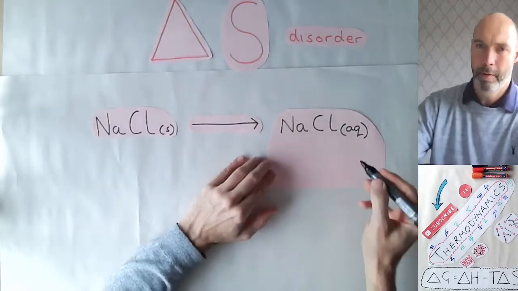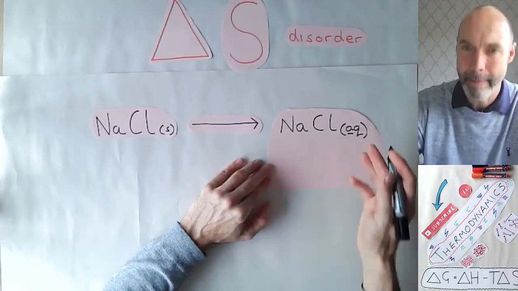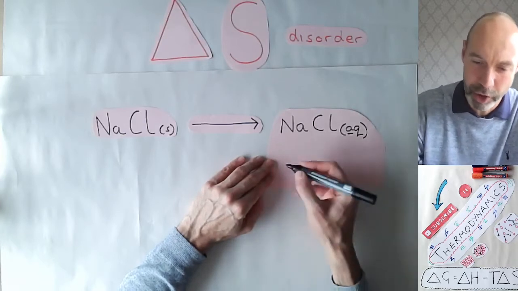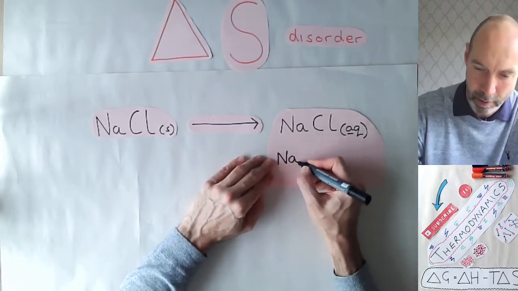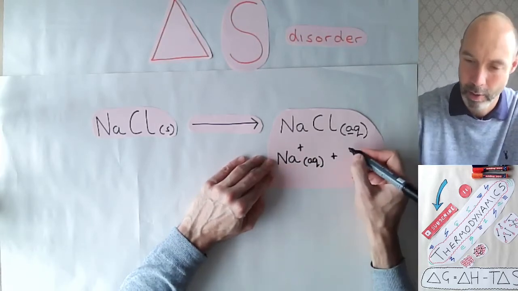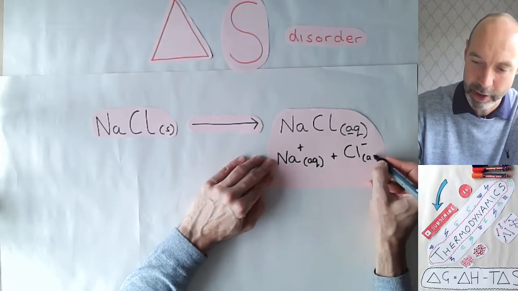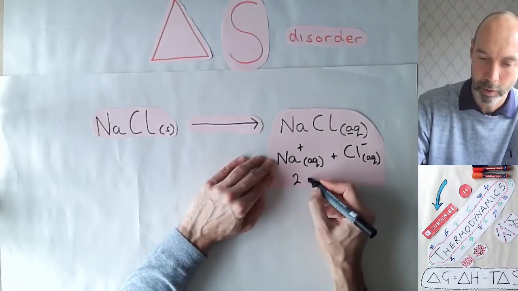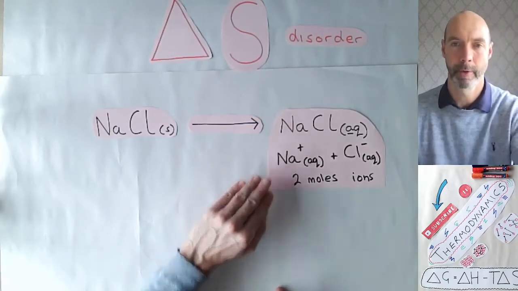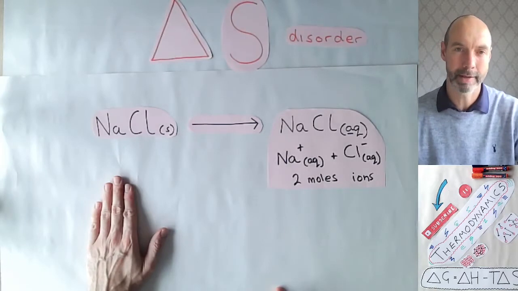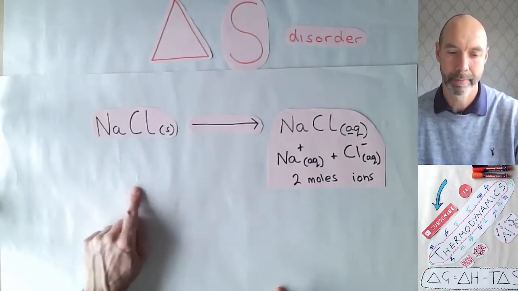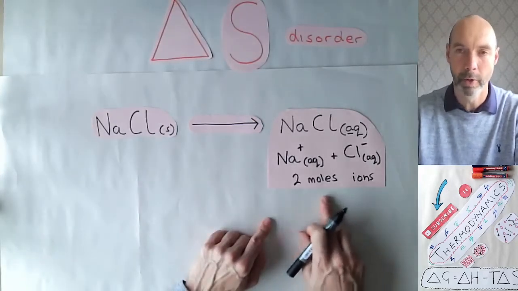Now, when we see an aqueous, that means it's in solution, it's dissolved. So instead of seeing NaCl(aq), what we should be seeing is in fact 1 mole of sodium ions and 1 mole of chloride ions. So what we're actually seeing is 2 moles of ions. Okay, so on the left hand side, we have 1 mole of ionic lattice, 1 mole of solid. On the right hand side, we have 2 moles of ions.